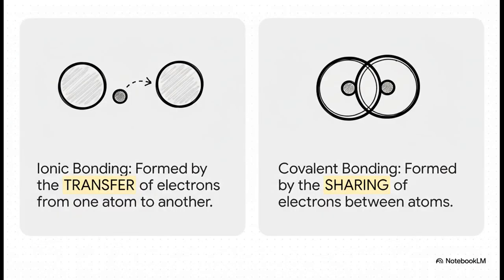And those electrons, well, they connect in 2 main ways. In an ionic bond, it's pretty dramatic. One atom just completely gives away an electron to another. But in a covalent bond, which is what you'll see all over biology, atoms actually stick together by sharing their electrons. It's a much more stable partnership.